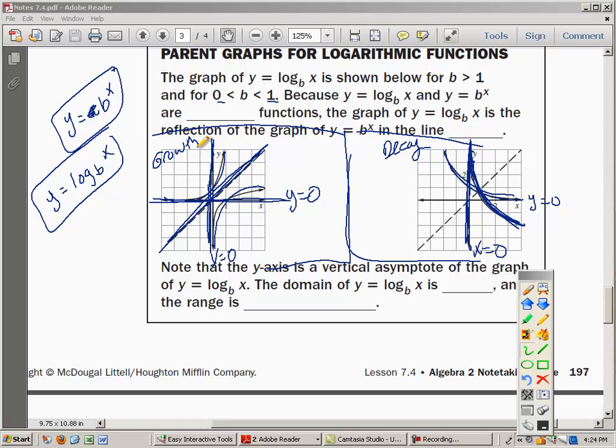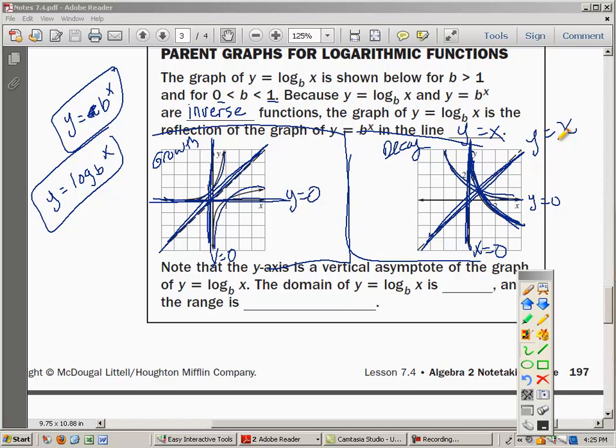Because y equals log base b of x and y equals b to the x are inverse functions, like we just talked about. The graph of y equals log base b of x is the reflection of the graph of y equals b to the x in the line y equals x. We're reflecting across that line y equals x.